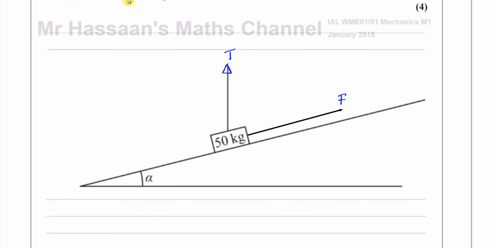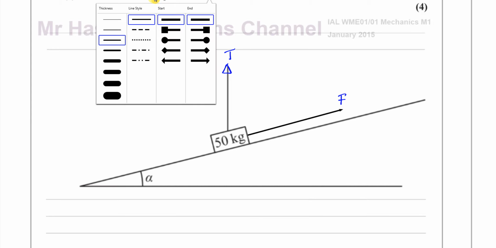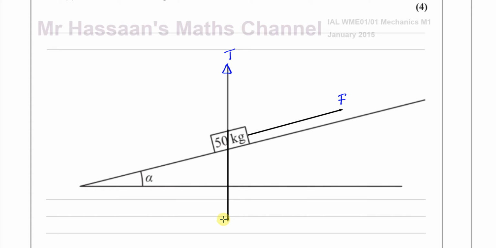And we also have the weight of this object. Not down the plane, sorry. The weight of this object is always acting vertically down, so I'll start drawing it from here so it's in line. This is the weight of the object acting vertically down. The weight is 50 times g, 50 times the acceleration due to gravity. So 50g newtons is the weight acting straight down.